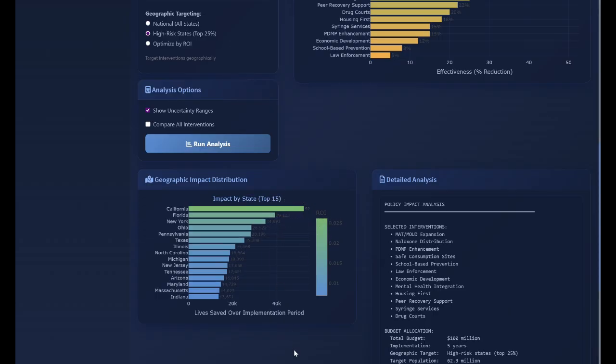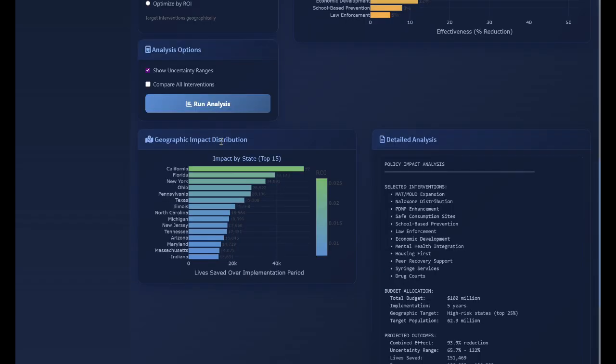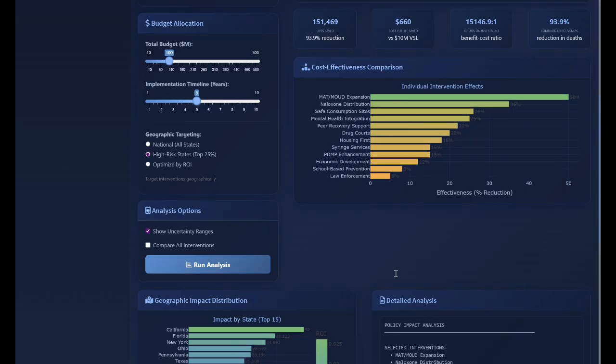And then below here, it shows the impact distribution. So if you incorporate all these types of interventions, which states would be most affected in terms of the positive impact of an intervention. And it shows California, Florida, New York, Ohio, Pennsylvania, and Texas. And at the bottom, you see Indiana, Massachusetts, Maryland. There's probably some correlation in terms of population size here, but this shows the distribution of population size. And then we could even go down into looking at budget allocation and projected outcomes.